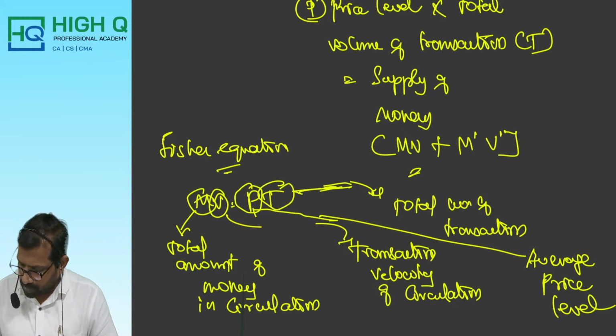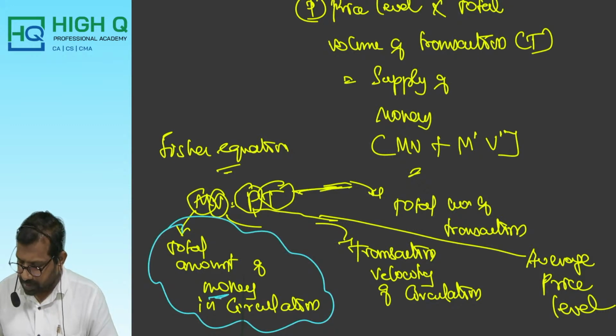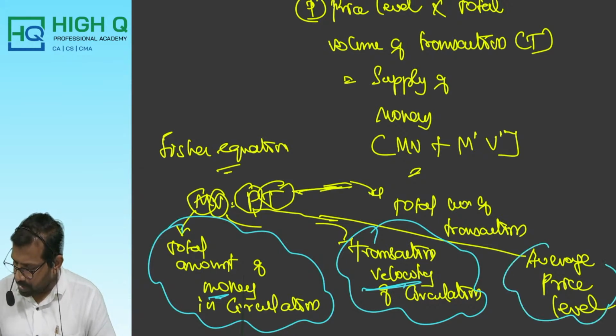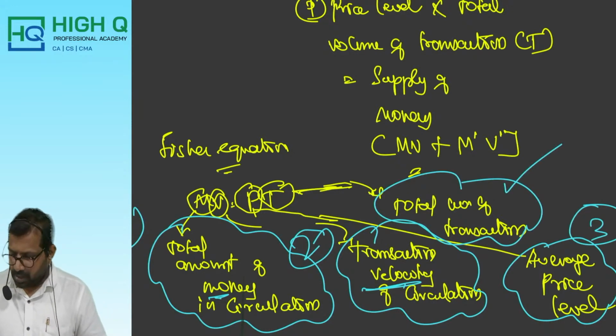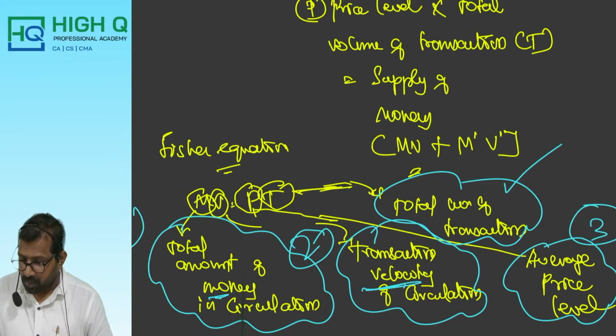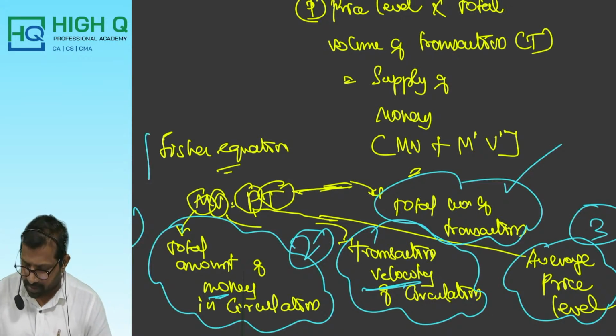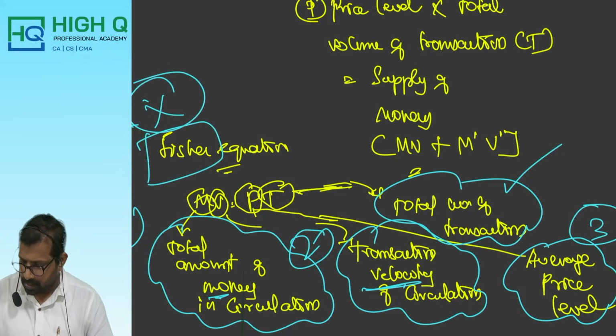So in this formula, M equals the total amount of money in circulation, V equals the transaction velocity of circulation, P equals the average price level and T equals the total number of productions. So who derived this equation? Fisher. Again, an important question for your examination.